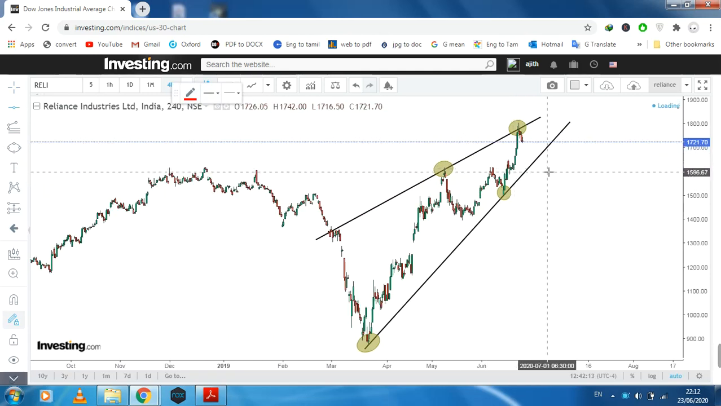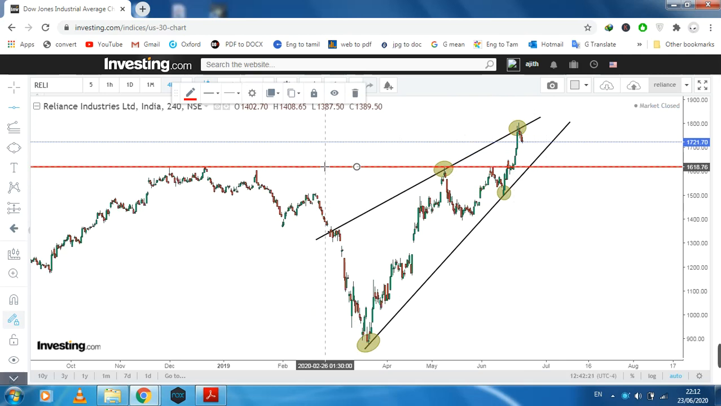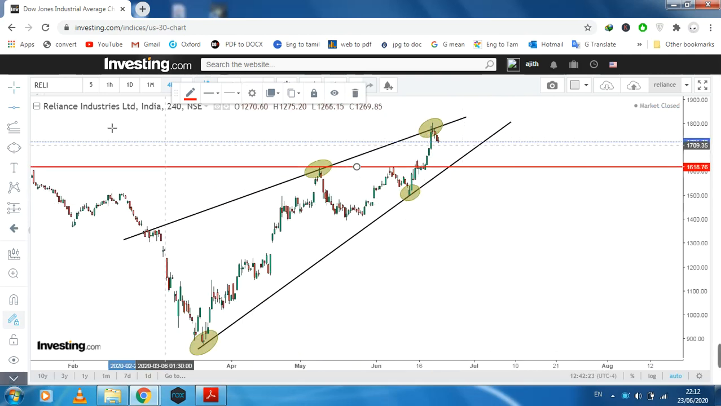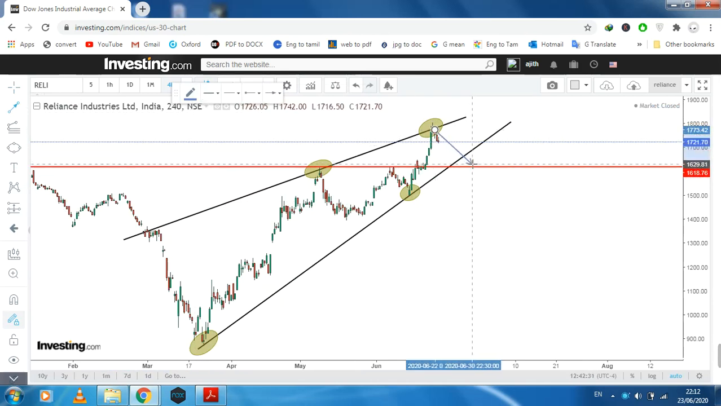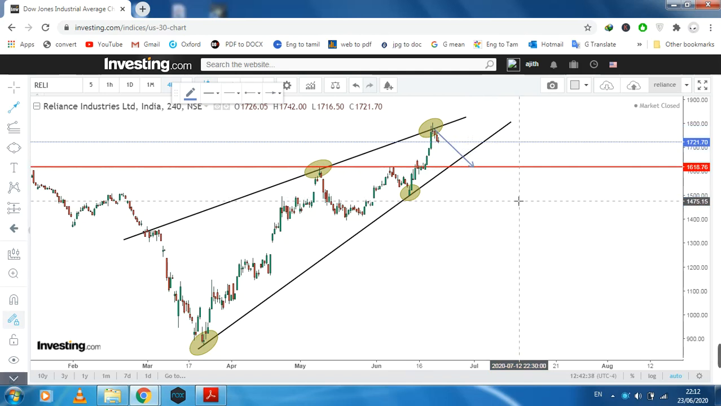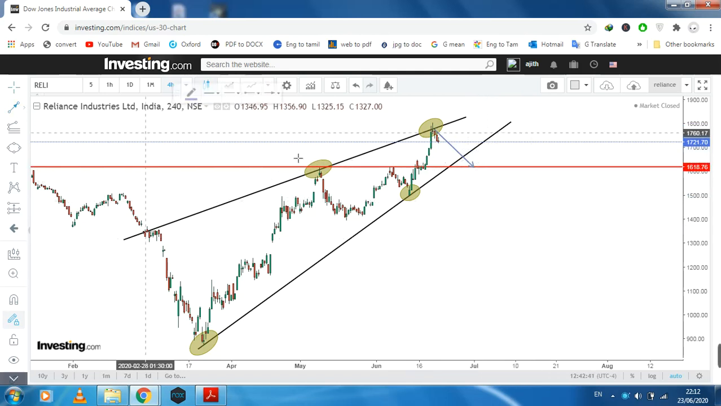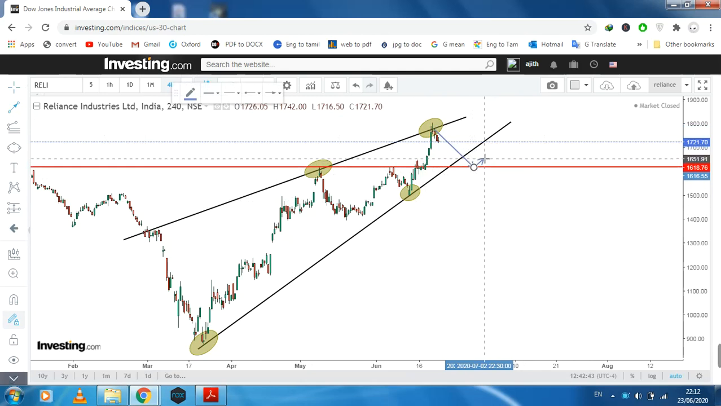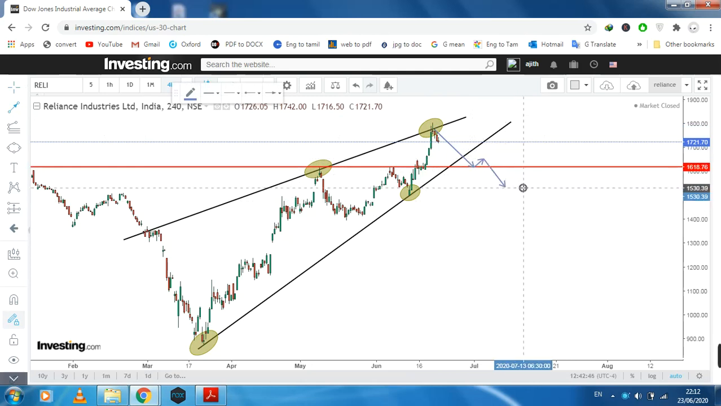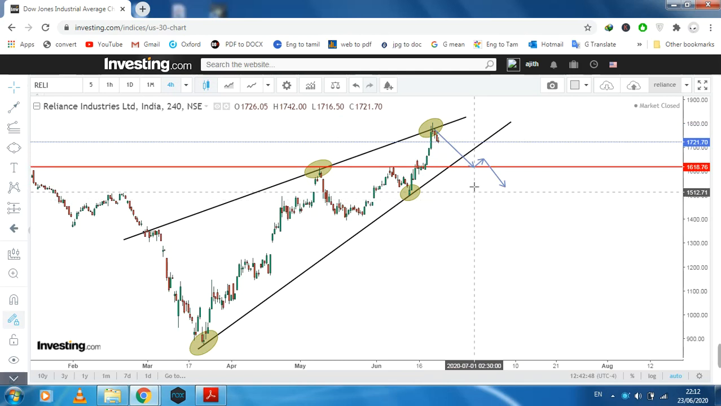The other thing is, you can see this is a very good resistance. This is a previous resistance. So the current market can move like this. Current market can move like this. This is the chance of market moving. This is the market movement like this.